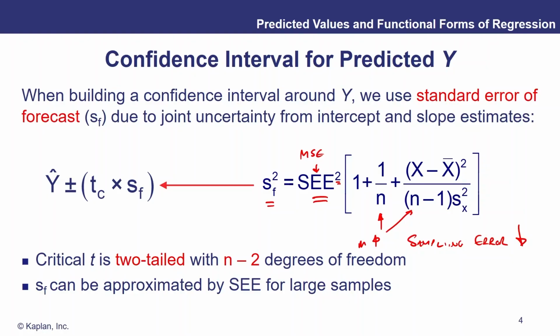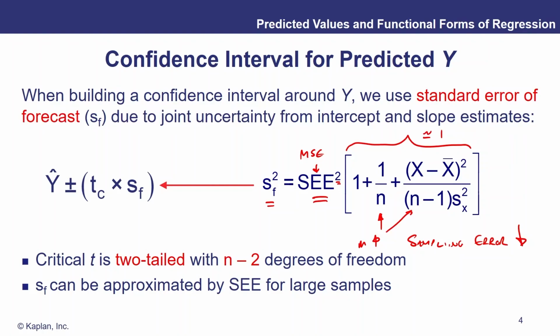So in other words, as n gets bigger and bigger and bigger, what we're going to find is that this bracket gets closer and closer to 1. So as n gets greater, sampling error is disappearing, and therefore this bracket gets closer and closer to 1.